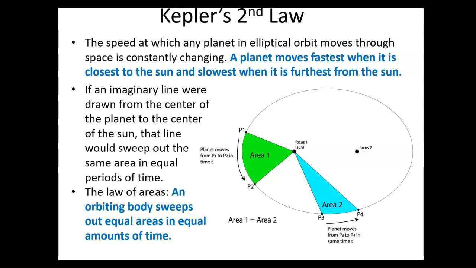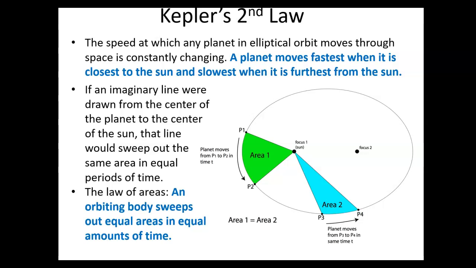Okay, Kepler's second law deals with the speed of planets that are in an elliptical orbit. And he understood that the speed of the planet changes constantly as it moves through this elliptical path. It is moving fastest when it is closest to the Sun, and it is moving slowest when it is further from the Sun. So if you had an imaginary line drawn from the center of the planet to the center of the Sun, that line would sweep out the same area in equal periods of time.